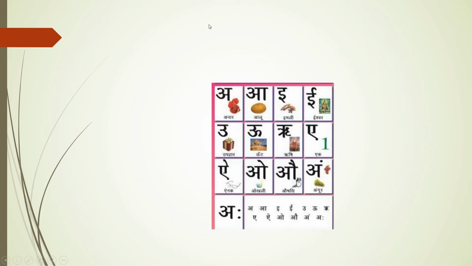Let us start. A, A, I, I, U, U, R, A, I, O, Au, Am, Aha.